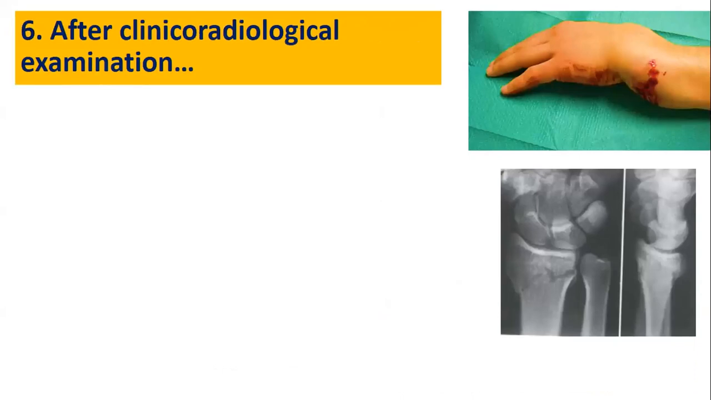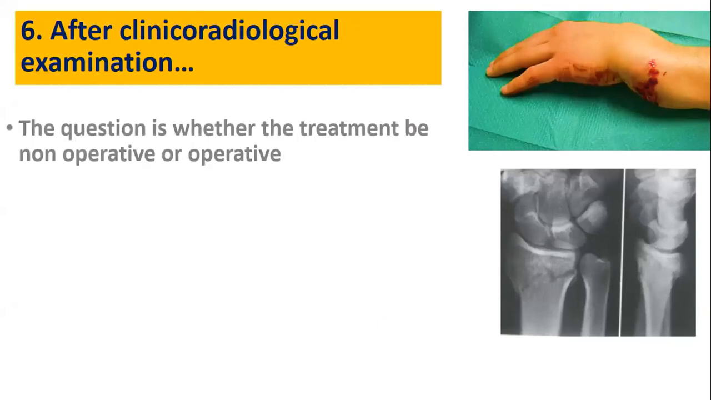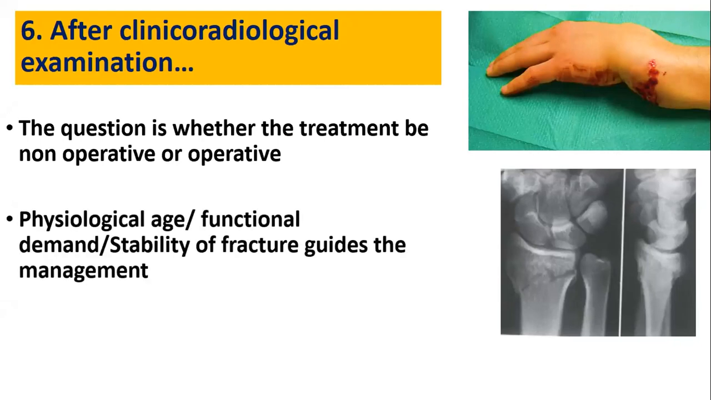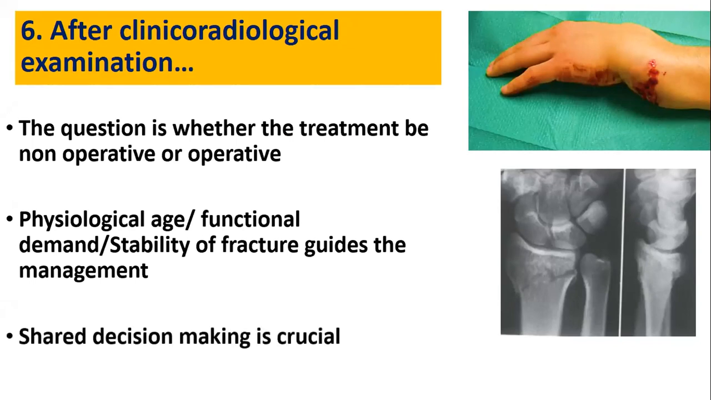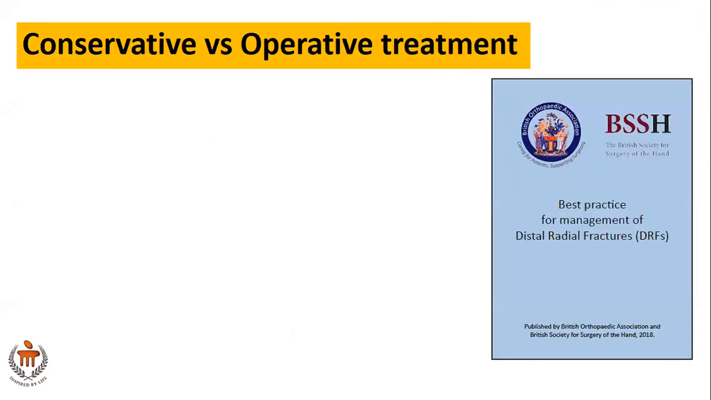Now, probably in your FRCS exams, this would be asked very commonly. After your clinical and radiological examination, what is your line of management? And the question is, is it operative or a non-operative kind of management? How do you take the decision? Here, the factors, especially the physiological age and the functional demand of the patient, are very, very important. And stability of the fracture, which we just talked about, is again one which will guide your management. And shared decision making is very crucial for you to talk to the patient to understand what they really require and what you want to do.